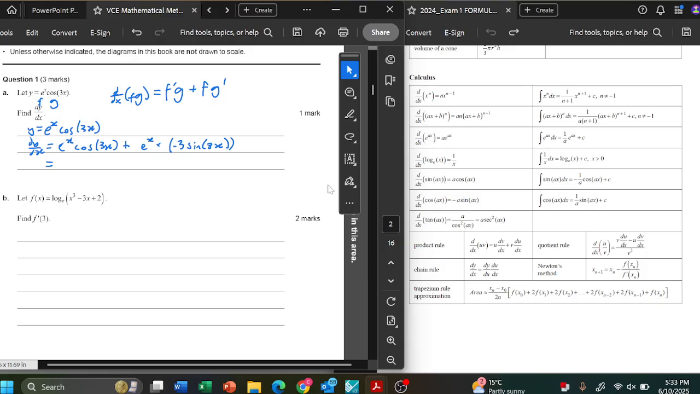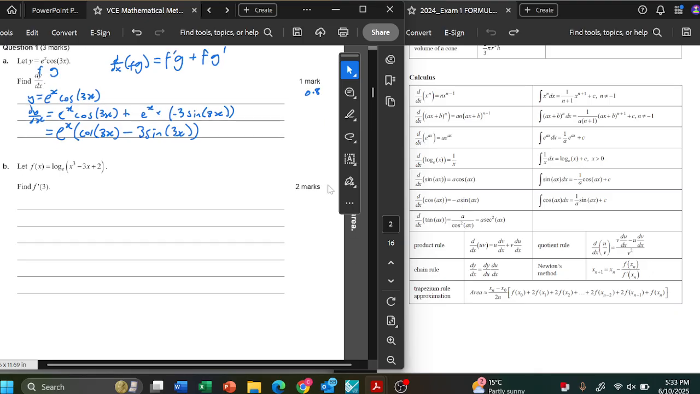We can also try to simplify it by factorizing it. We can see that the common factor is e to the x. So we can write this as e^x times (cos 3x minus 3 sin 3x). You can write it in factorized or expanded form, it doesn't really matter. Basically, 0.8 was the average mark for this question, which essentially means that about 80% of students across the state got this question correct. So this is considered one of the easier questions on the exam.